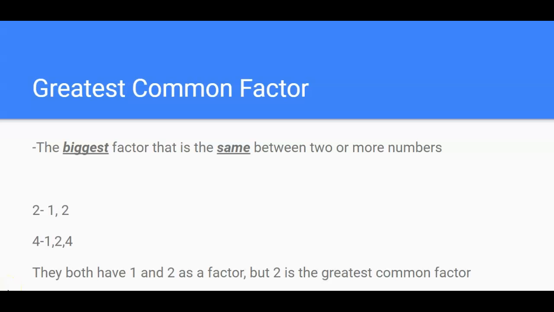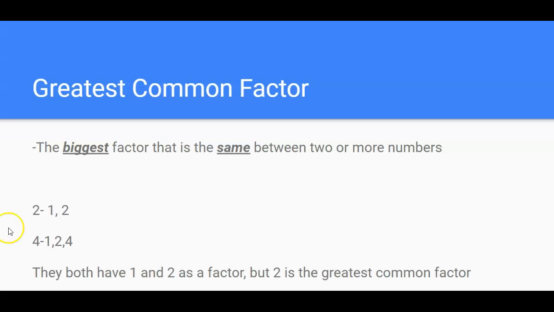Then we have greatest common factor, otherwise known as GCF. You'll hear me say GCF all the time. The greatest common factor is the biggest factor that is the same between 2 or more numbers. Now, just a reminder, a factor are the numbers that you multiply to get another number. That's different than the word multiple. So a factor are the numbers you multiply to get another number.